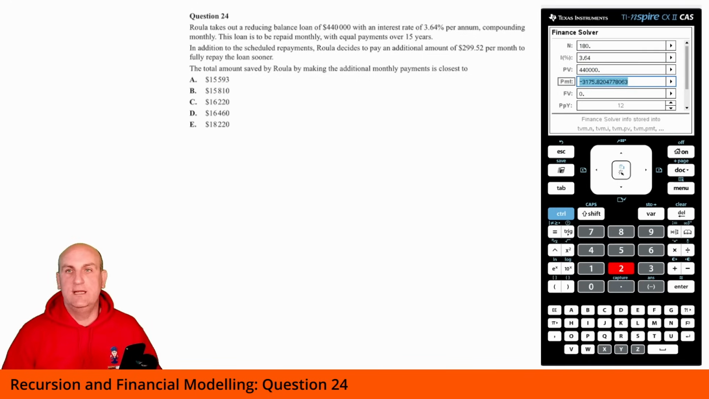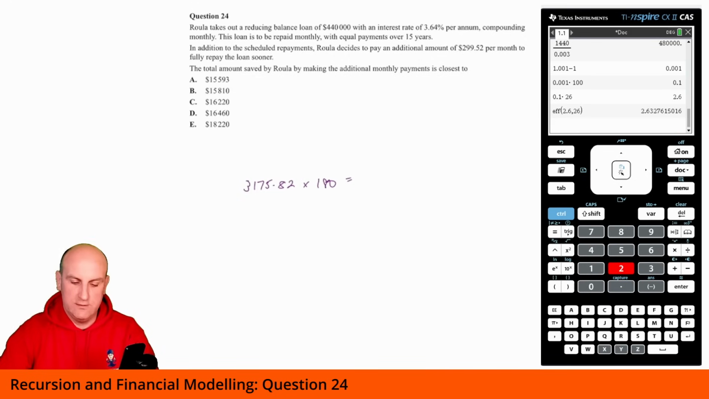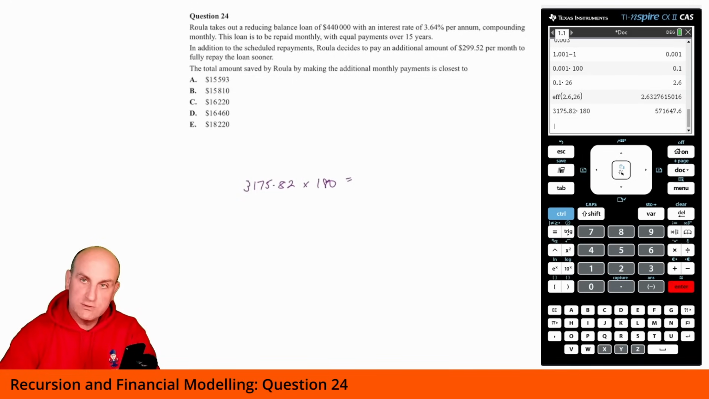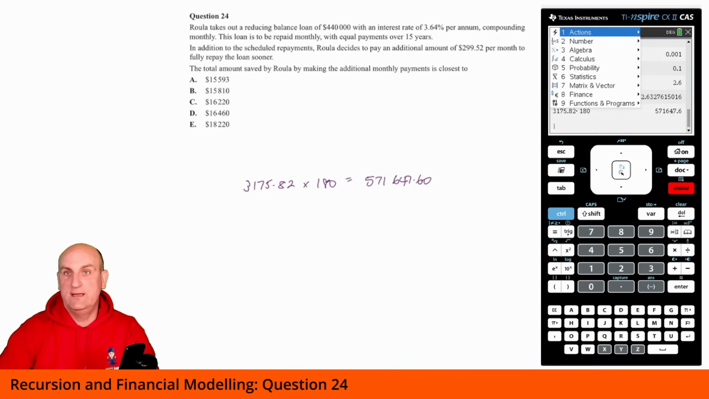So there we go. So initially, if she hadn't made these additional payments, she is basically going to be paying 3175.82 per month. Now, overall, that means she's going to make 180 payments. So if I do 3175.82 times 180, hit enter, that means she would have paid back $571,647.60. All right, that's how much she would have paid back to the bank. Right, so what do we do now? Well, let's work out what happens if she makes those payments.